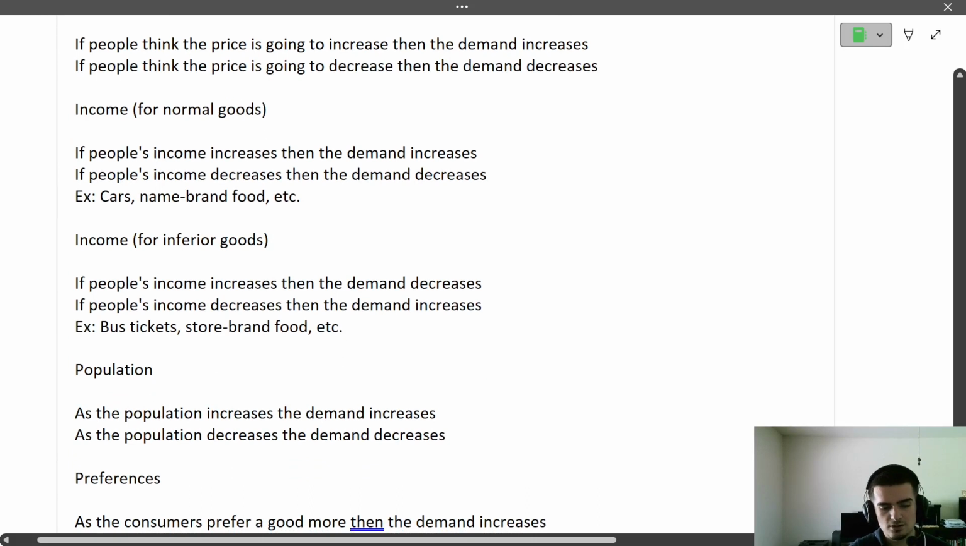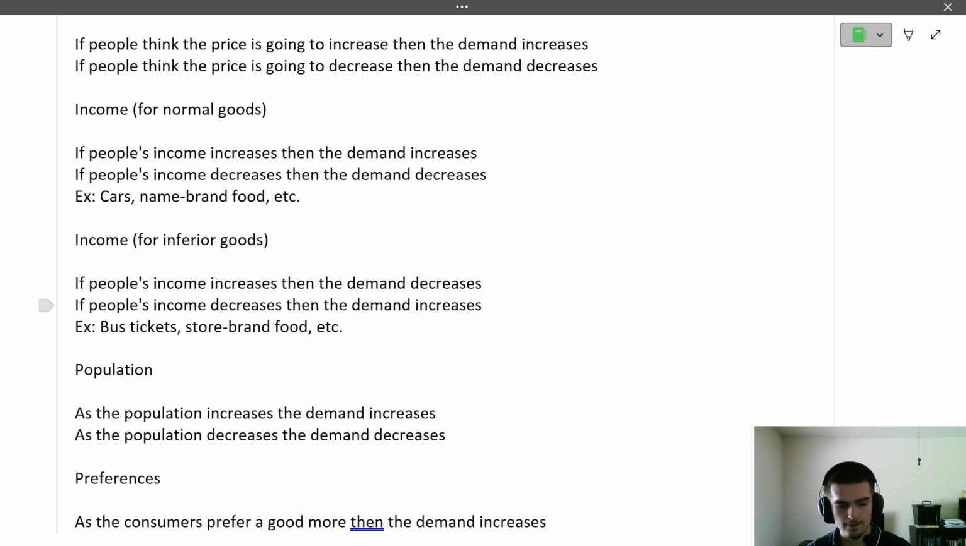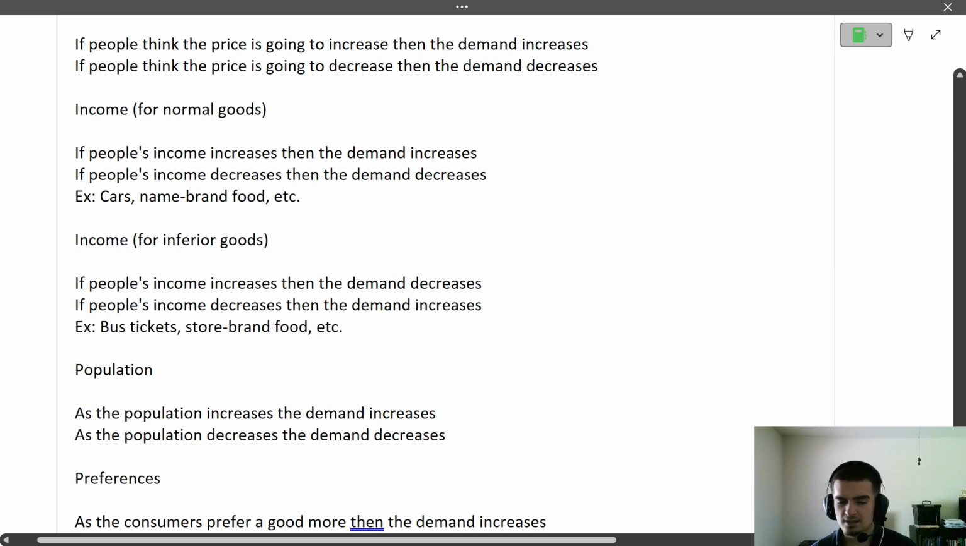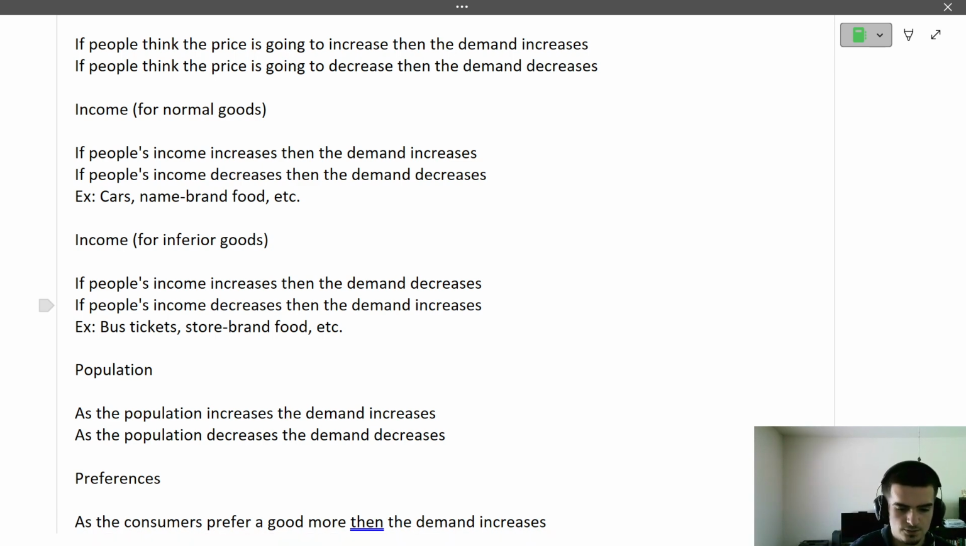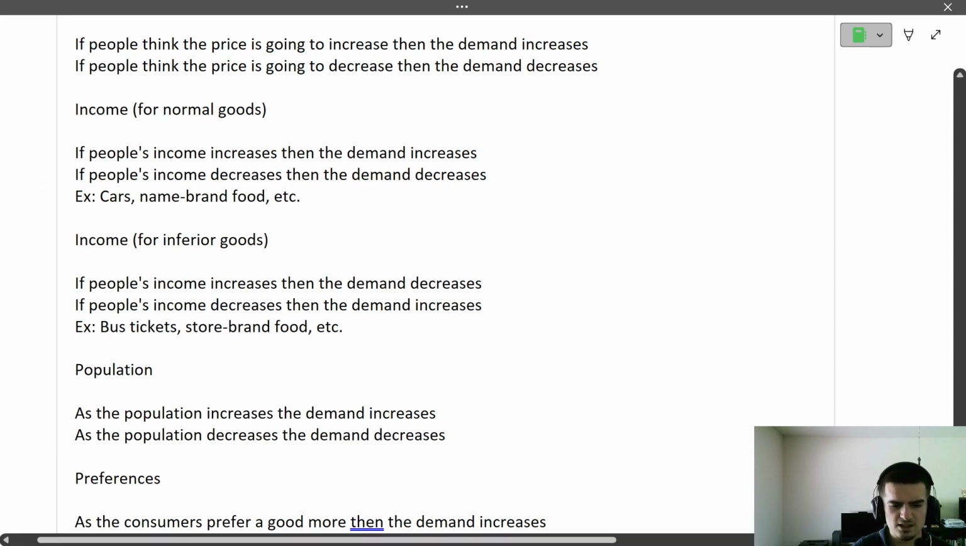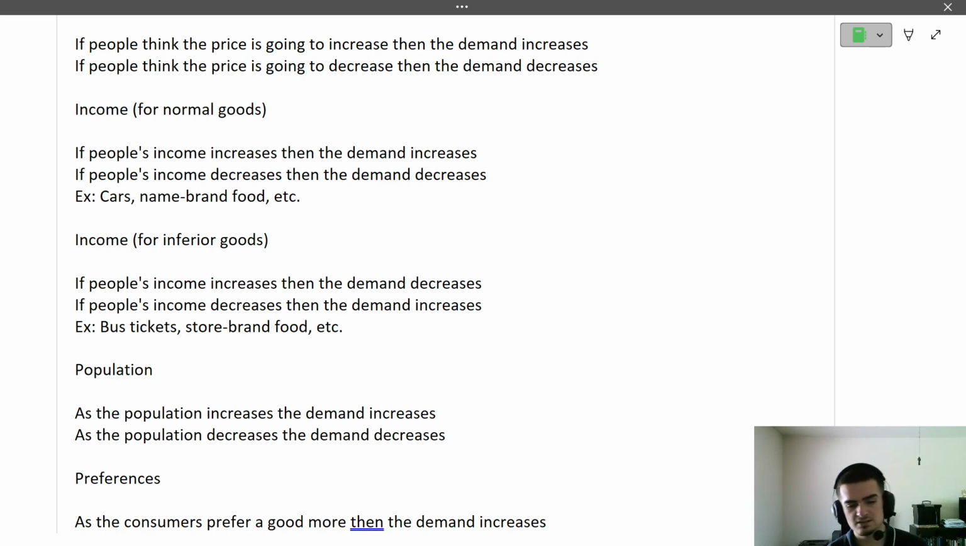Income is repeated twice because income has different relationships to different types of goods: normal goods and inferior goods. Inferior goods are kind of like substitutes for normal goods, but they're worse in some way. I'll talk about normal goods first, and then I'll talk about inferior goods. If someone's income increases, then their demand is going to increase, right? They have more money to spend, and now they're going to buy more stuff. So their demand increases.